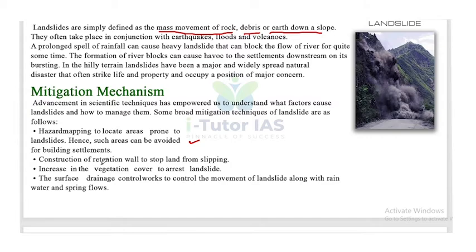Second one, construction of retention walls to stop land from slipping. Increase in the vegetation cover to arrest landslides. And final one, surface drainage control works to control the movement of landslides along with rainwater and spring flows. So these are some methods to control the landslides.